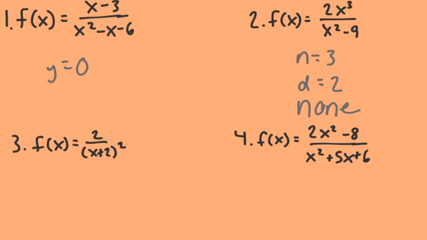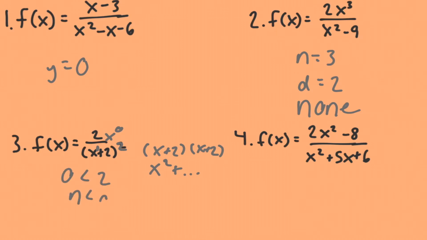Number 3: this is x to the 0 if you don't see any x's. And the denominator, we don't know if it's a 1 or a 2, but if you were to FOIL it out, that's x plus 2 times x plus 2. Your first term is going to be an x squared, which means 2 is the power of the denominator and 0 is the power of the numerator. 0 is less than 2, so the numerator is less than the denominator, so y equals 0.